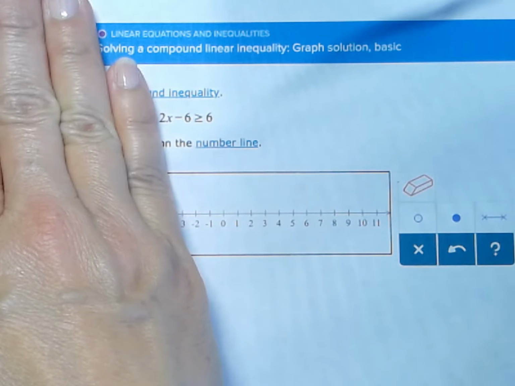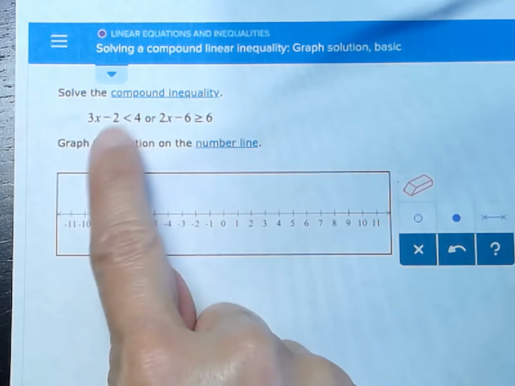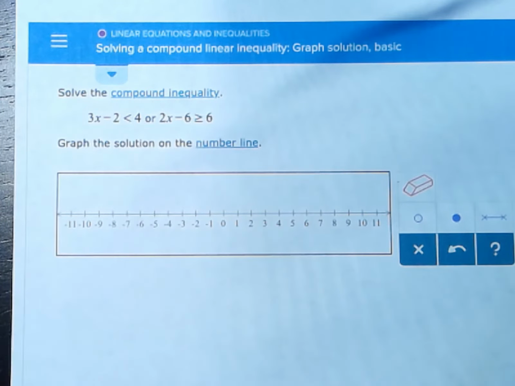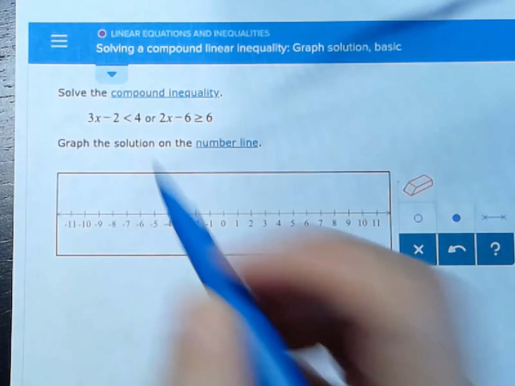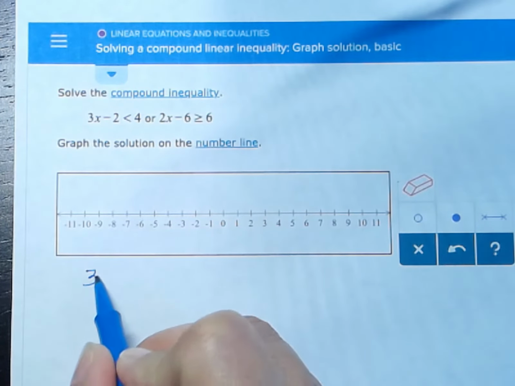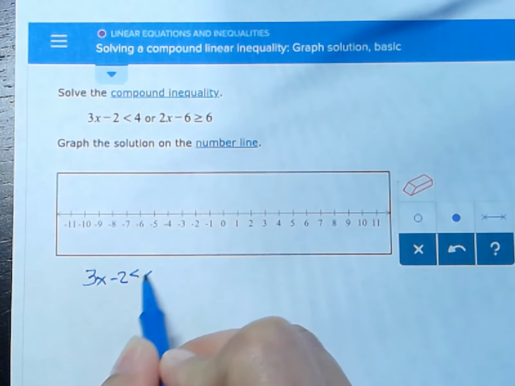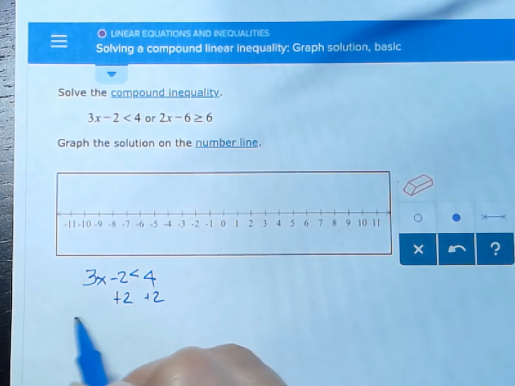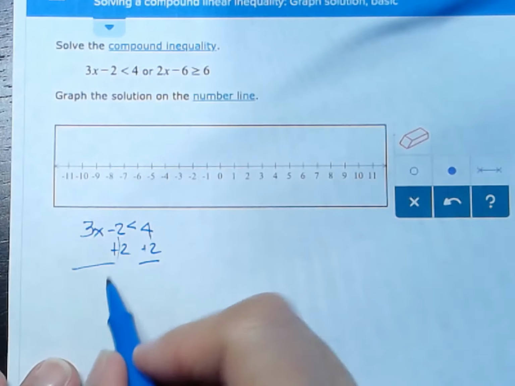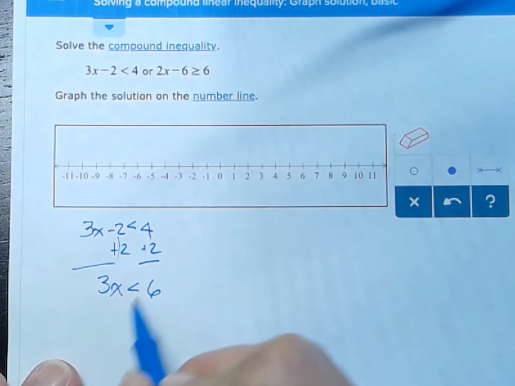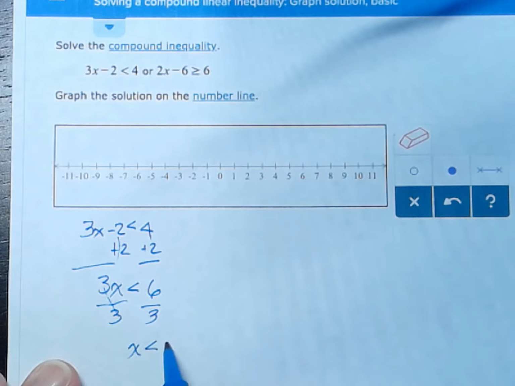This is a complete inequality. We can solve it. So we have two complete inequalities, like two complete sentences, and they're separated by the word or, just like in English. So what we'll do is solve each of these inequalities separately and then figure out what to do, all right? So we're going to add 2. That gives us 3x is less than 4 plus 2, which is 6. Divide by 3. And so x is less than 2.